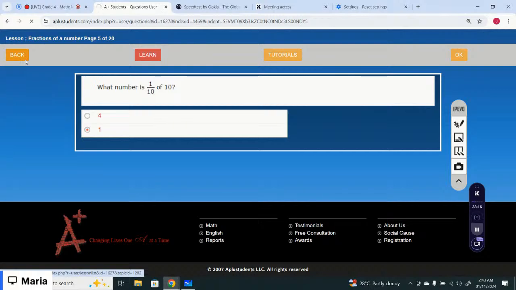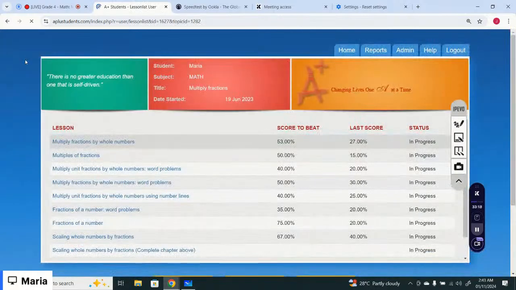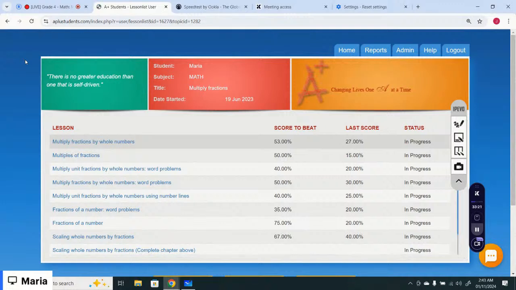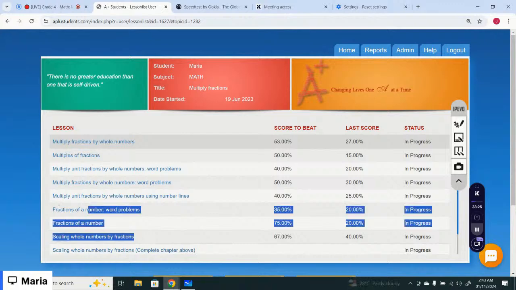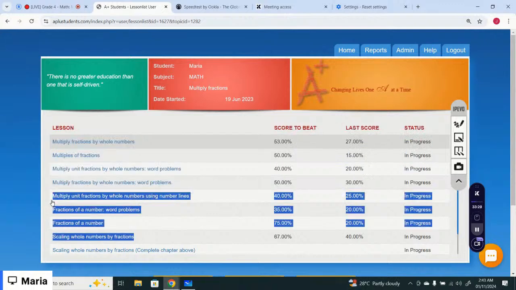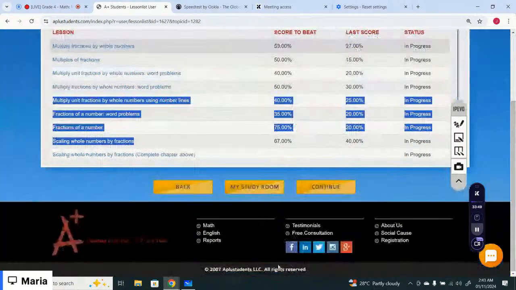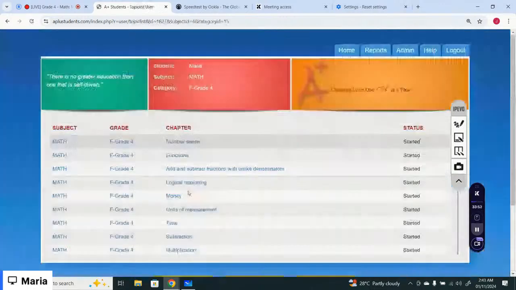So we were working on grade 4 math. The chapter we were working on is multiply fractions, and the lessons we have covered today are multiply unit fractions by whole numbers using number lines, fractions of a number word problems, fractions of a number, scaling whole numbers by fractions. So please make sure before the next session you complete all the practice questions for the lessons we just did. That is your homework until the next session.